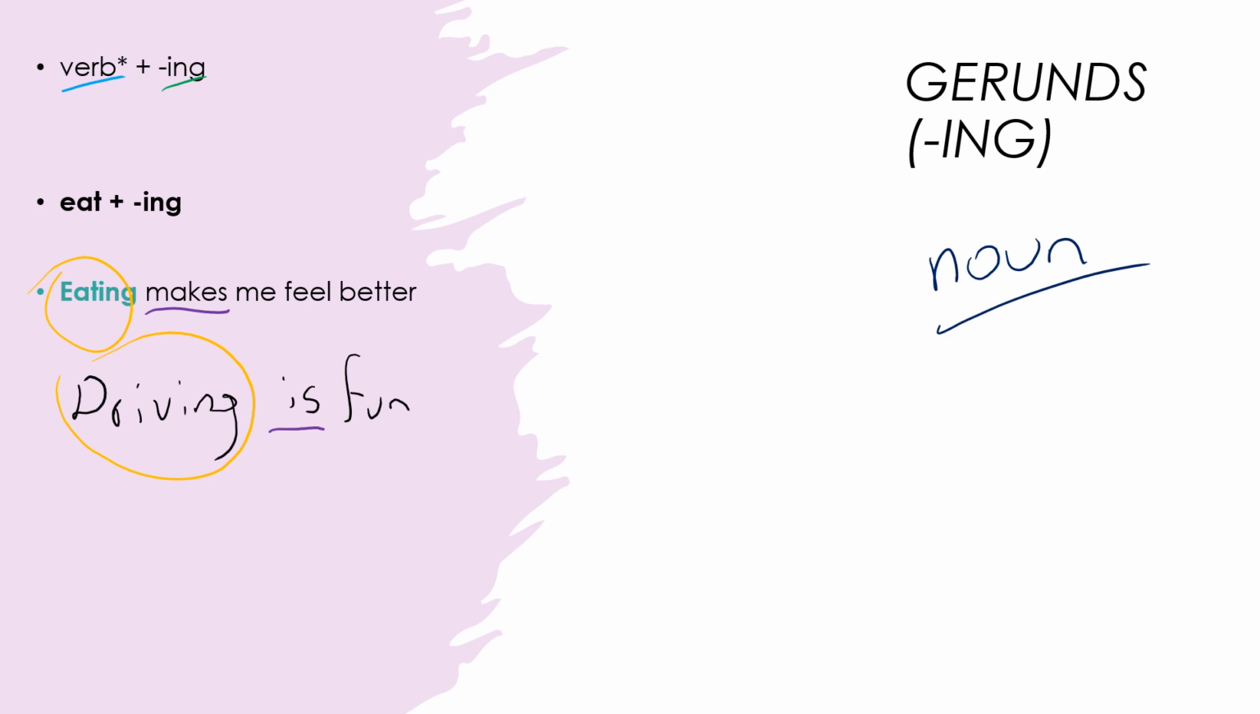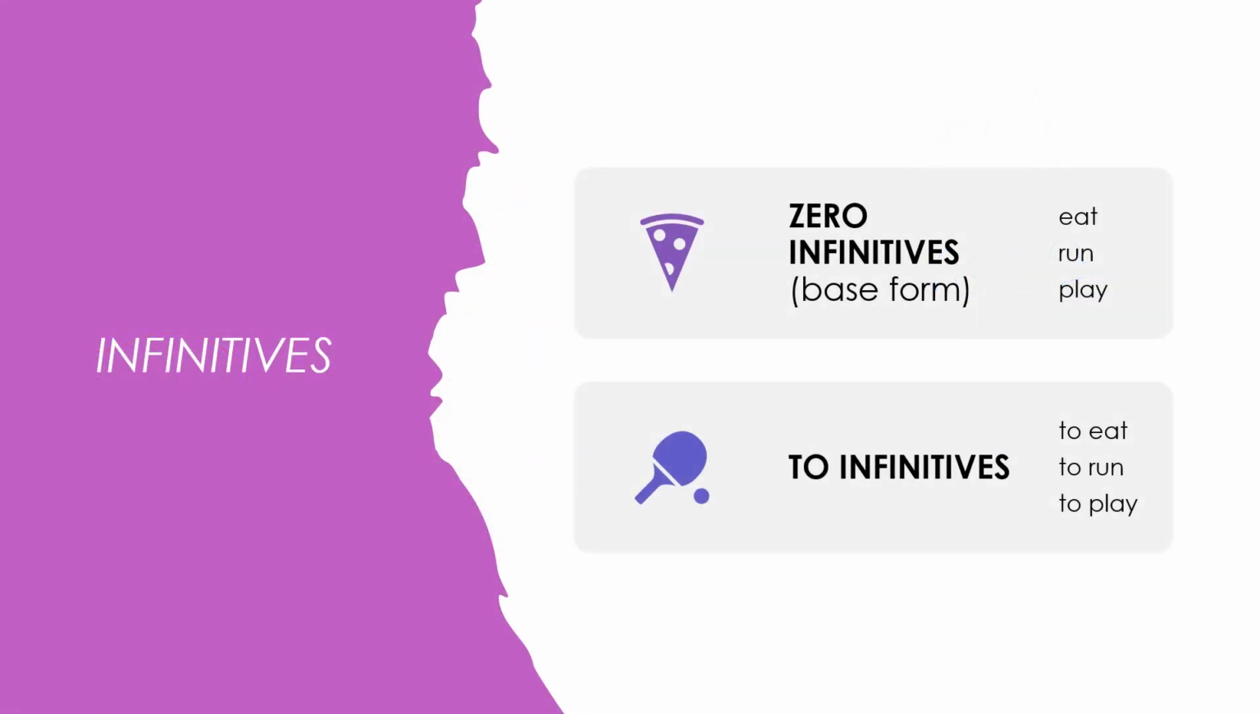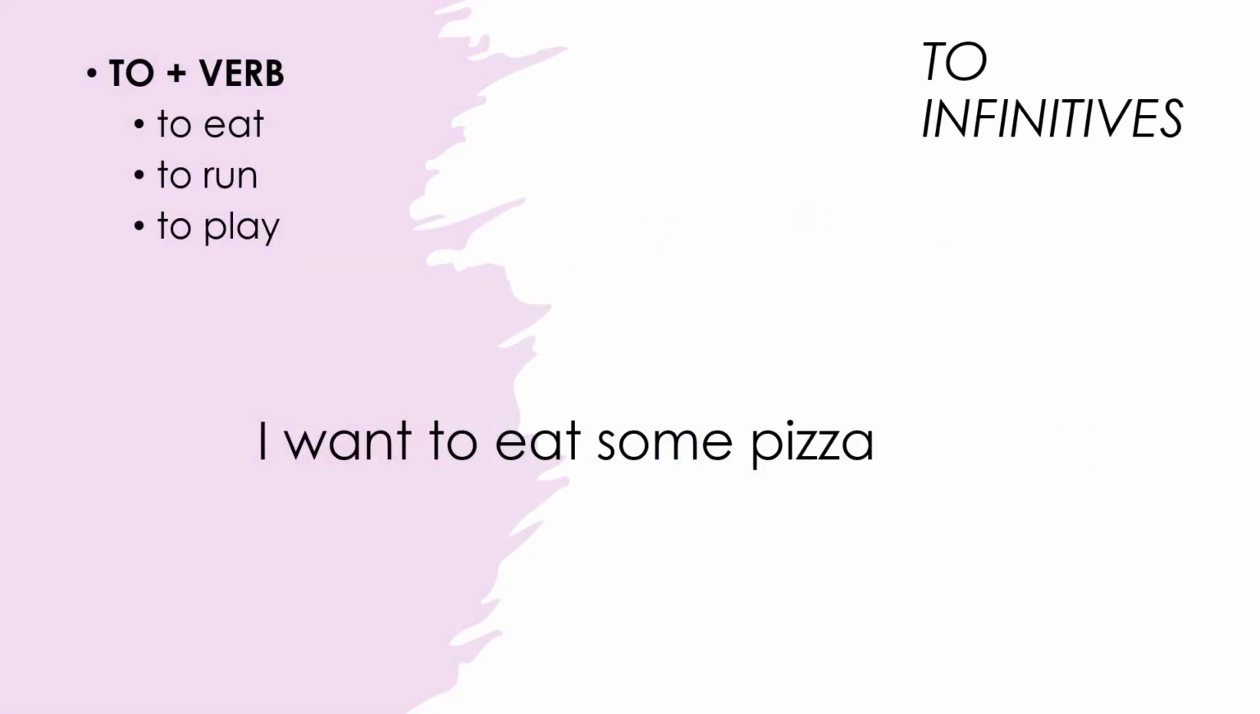Now let's understand infinitives. We have two kinds of infinitives. We have the zero infinitives, or the base form, so eat, run, play, and we have the to infinitives, which are to eat, to run, to play. But we're only going to focus on the to infinitives. Let's see some more information about the to infinitives. The name, it's really straightforward. So it's to plus infinitive, to plus the verb. So instead of having eat, now we have to eat.